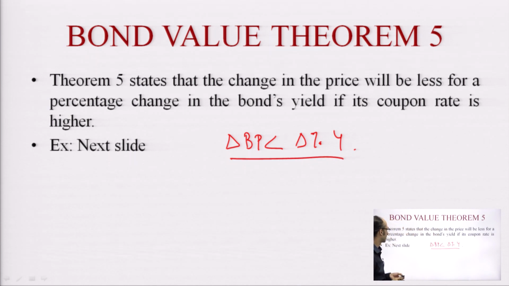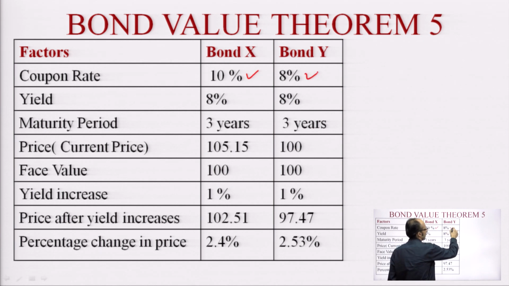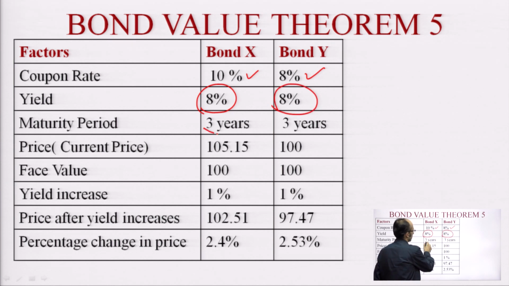We will take a simple example for this. We have taken two situations. We have taken bond X and we have taken bond Y. Now see, the coupon rates of these bonds are different. Here bond X has a 10% coupon rate and bond Y has an 8% coupon rate. The coupon rate of bond X is more than the coupon rate of bond Y. Yield is same. We have kept the yield same. Maturity period is also same, 3 years. Now see, the current market prices prevailing in the market are 100.15 and 100. Face value of the bond is 100.